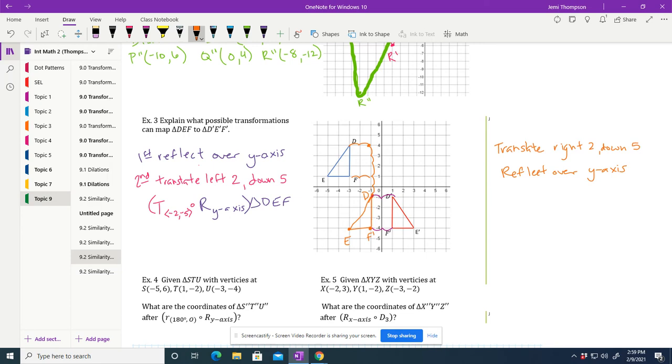So notice that when I rewrite this, when I do the translation first, now I have a +2 to the right and then down 5. And then a reflection over the y-axis. Compare those. They're not the same. The transformations are different depending on the order. And it's crucial that they're done that way.